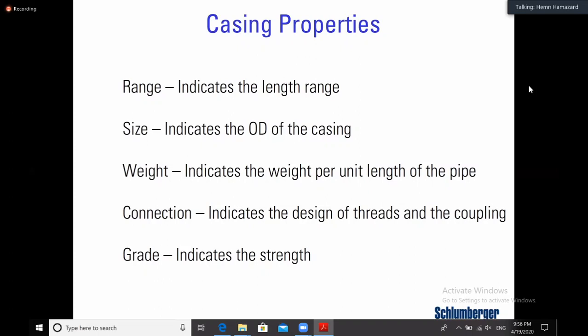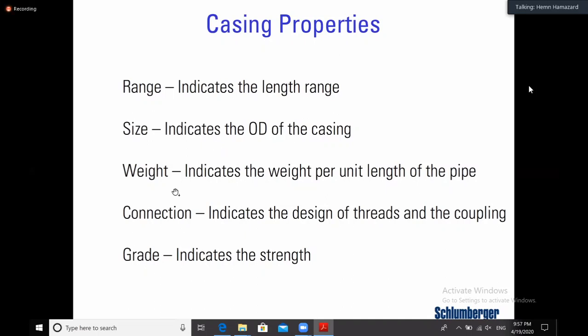And also, after a long period of time, when you produce, for example, in tubing, if you produce all these hydrocarbons, as we discussed about corrosion, it can make the wall thinner, so the ID can change. So that's why we never call a casing by its ID. We always call it by its OD because the OD is constant.